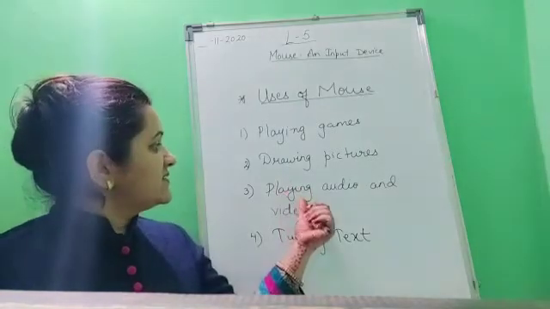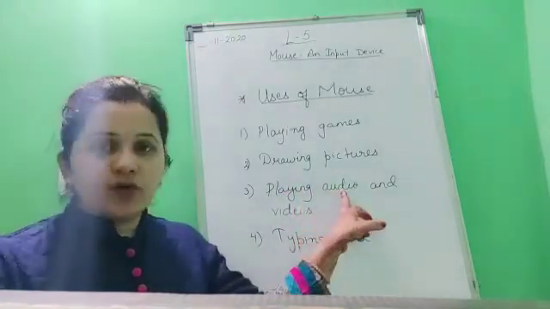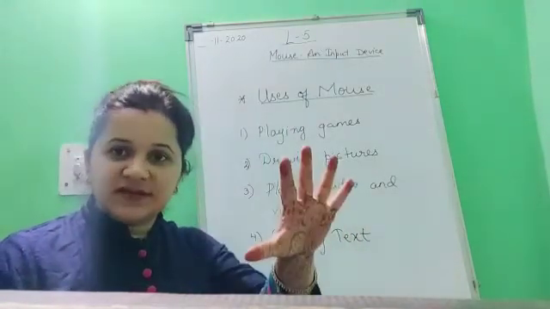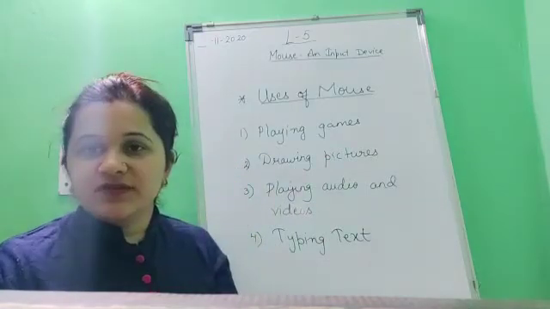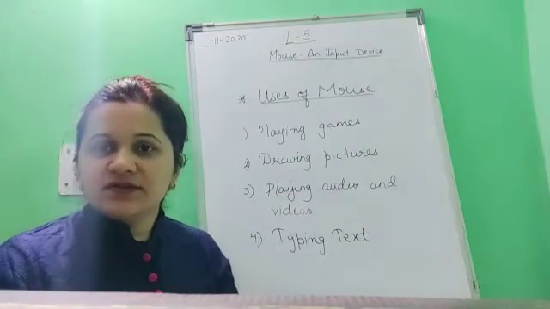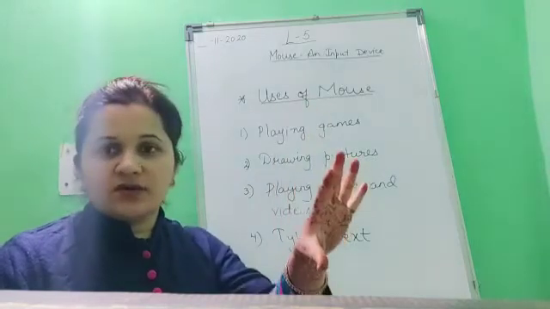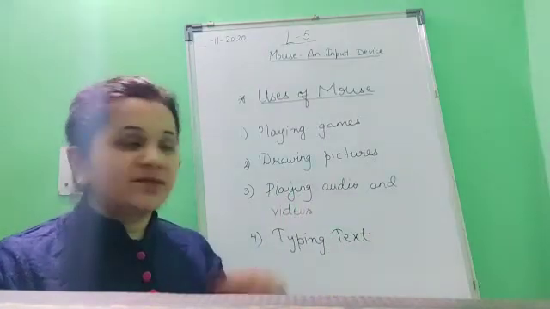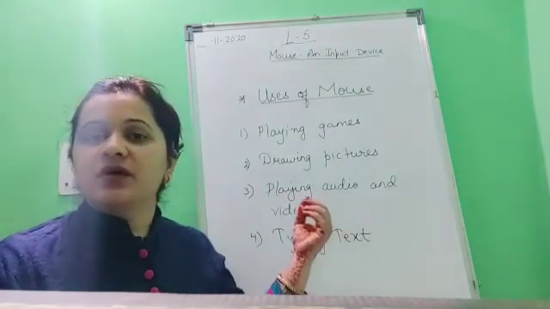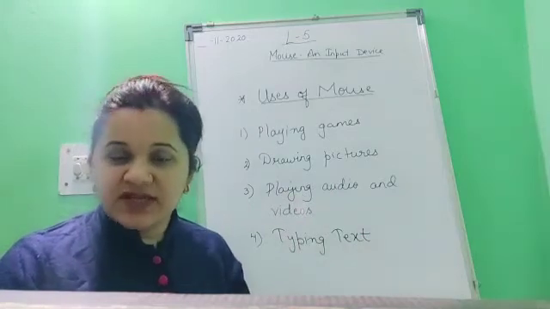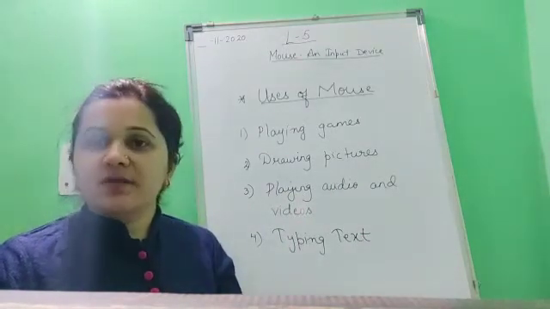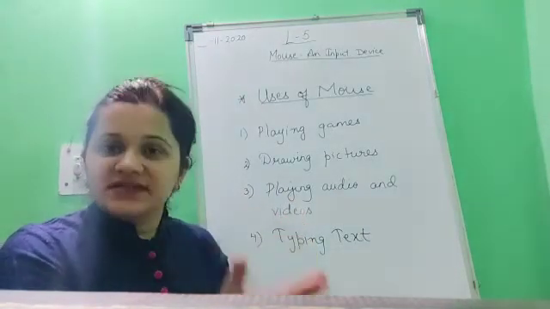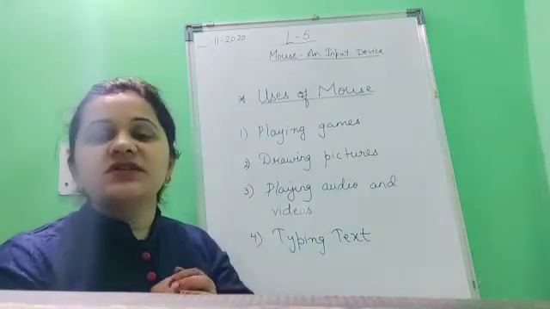Next is playing audio and videos. What is audio? Audio means the sound, the music. And video means in which you can see and listen, like movies, like songs, in which you can see the song also and listen to the lyrics. So we use a mouse to play video and audio files, to listen to music, and we use a mouse to start any movie, to pause, to restart. For all these functions we use a mouse.